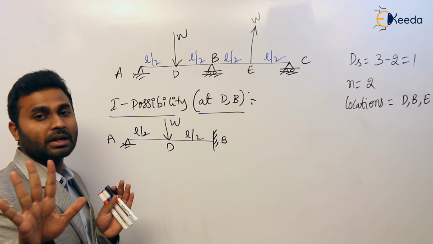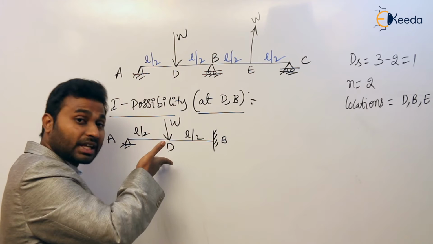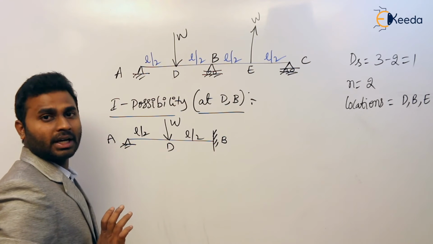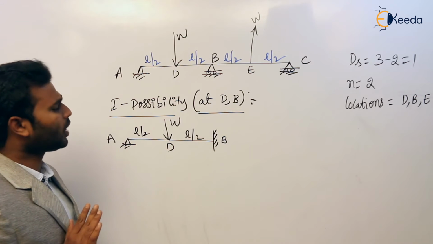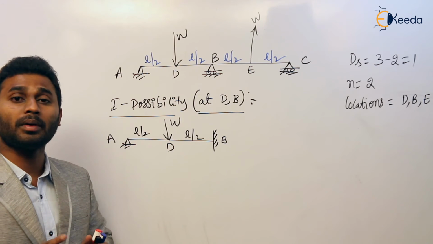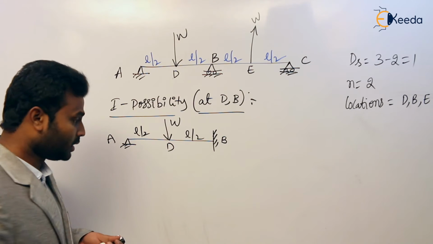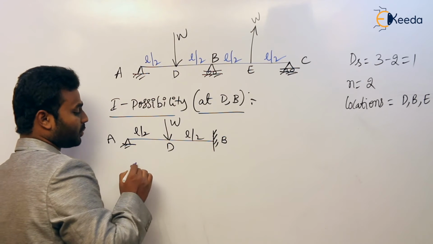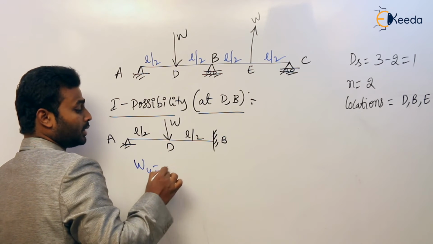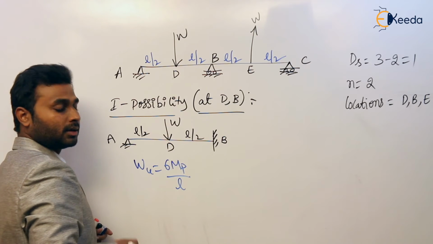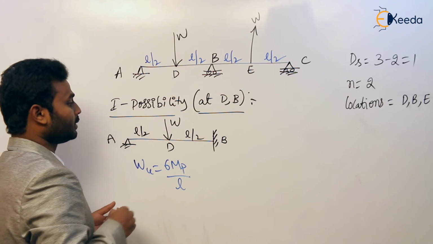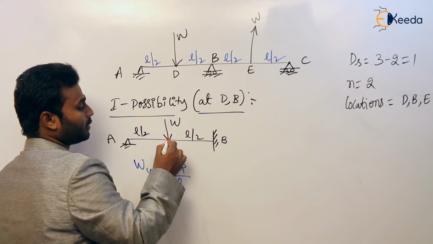If you remember the standard cases, there is no need for calculation here. Agree or not? So tell me, what is the collapse load for a propped cantilever beam with center point load? The collapse load is 6 MP by L. Here hinges are going to form at D under the point load and at B.